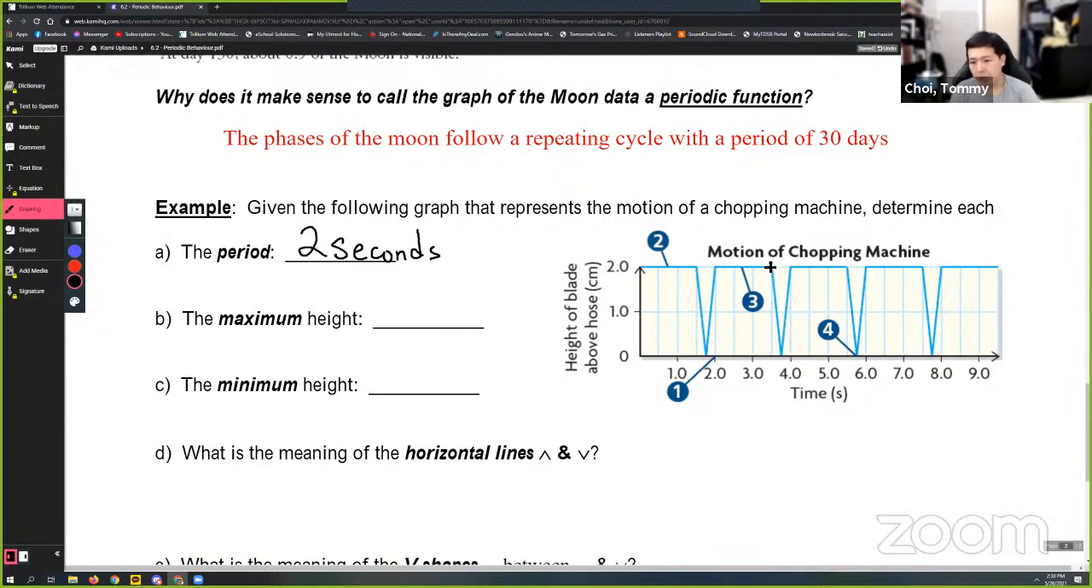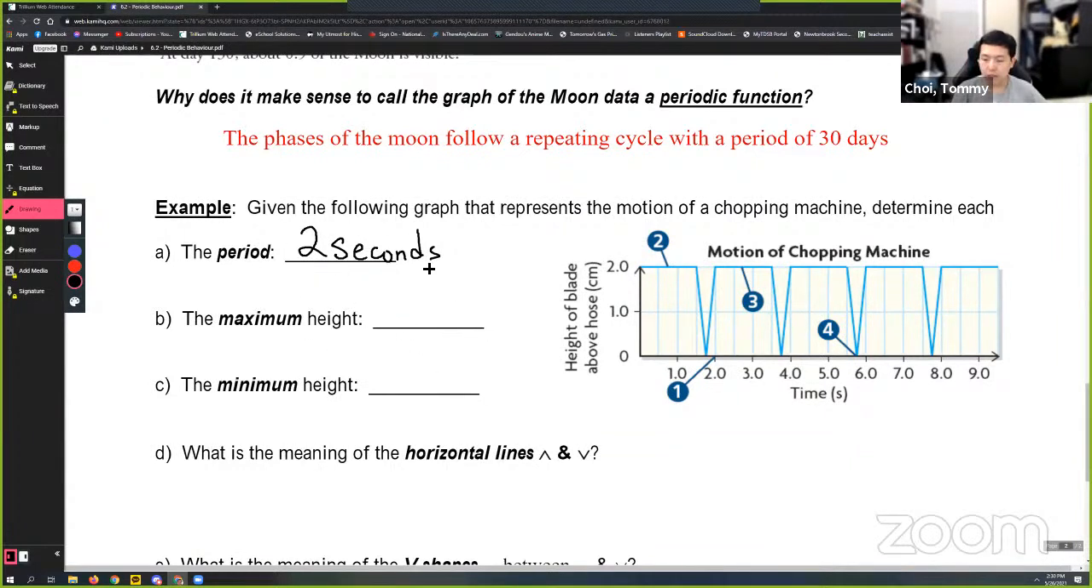Or I can pick the start before the dip and the start before the next dip, and even then it will be exactly 2 seconds. So regardless of where you see the cycle, no matter where the cycle starts, that repeating cycle is always going to be 2 seconds. That's the period.